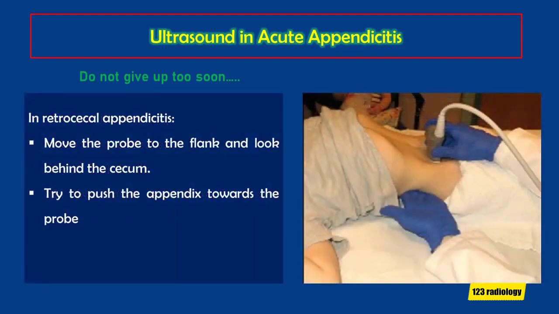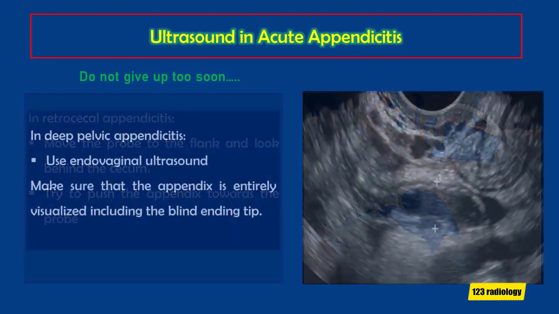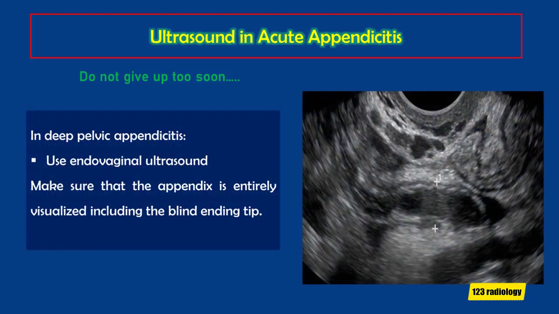In retrocecal appendicitis, move the probe to the flank and look behind the cecum, or try to push the appendix towards the probe by placing the other hand in the flank and pushing anterior. In deep pelvic appendicitis in women, you can use endovaginal ultrasound. Make sure that the appendix is entirely visualized, including the blind ending tip. Because if you had tip appendicitis, you will miss it if you didn't visualize the entire appendix.